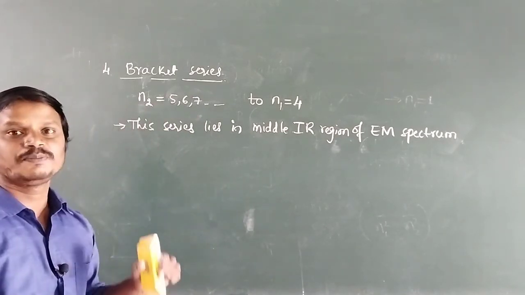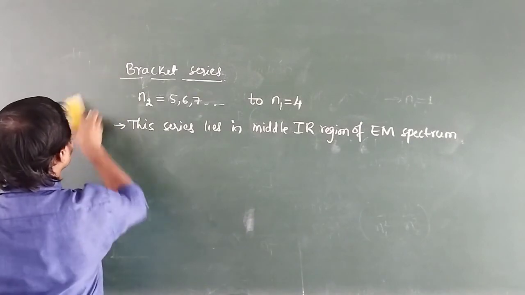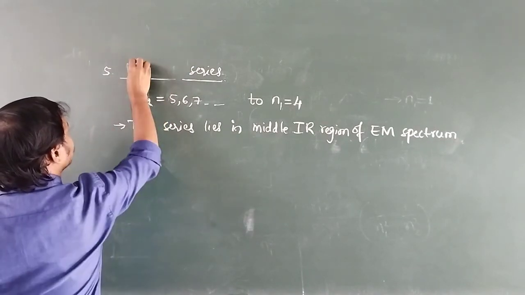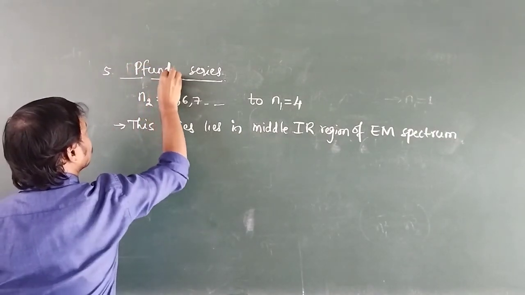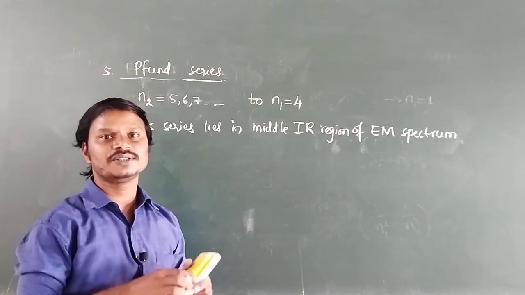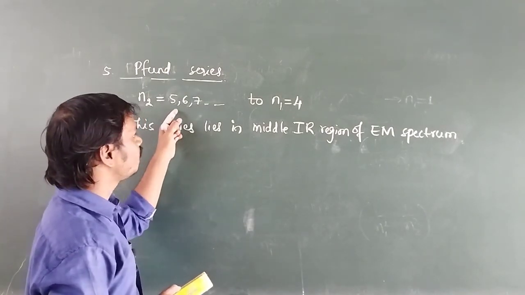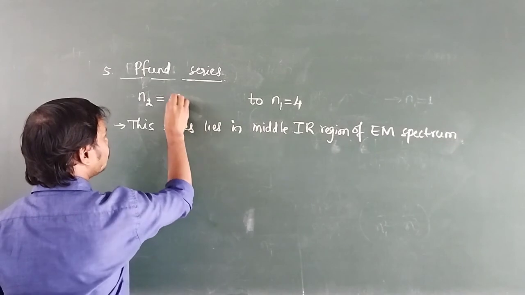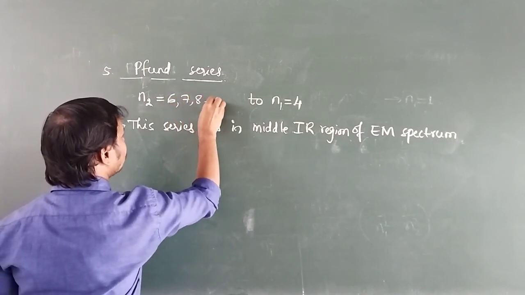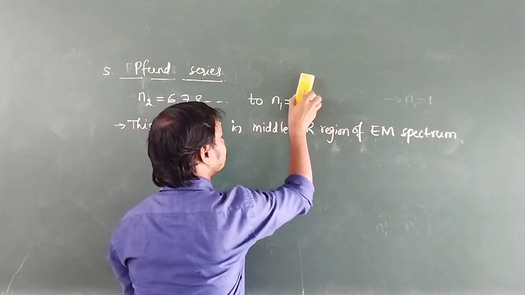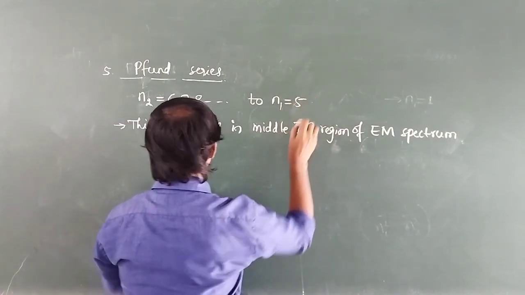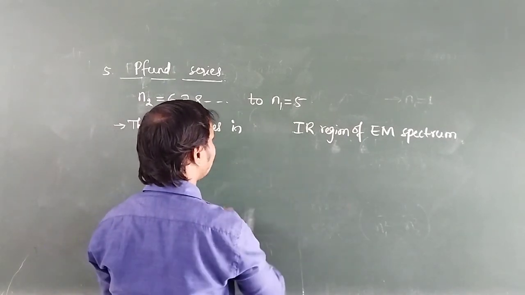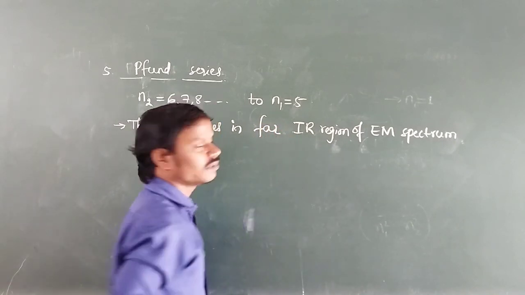And the last series, that is Pfund series, the fifth one. In this series, the spectral lines are obtained due to the transition of an electron from higher orbits to the fifth orbit. What are the higher orbits here? 6, 7, 8 and so on up to infinity, to the fifth orbit. And this series lies in the far infrared region of the electromagnetic spectrum. So remember all those points.